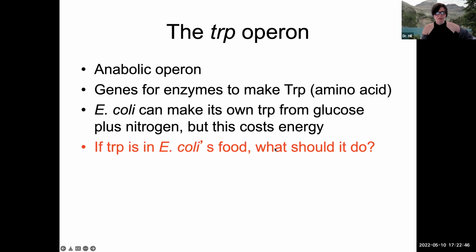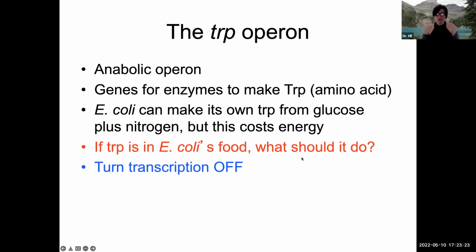Yeah. If there's suddenly a whole bunch of tryptophan in the environment, it doesn't make any sense to continue spending energy making more. Why not use up the environmental stores? And then when you run out, you can go back to making your own. So again, let's think about what the default situation is. The default, what we want is for these enzymes to be made continuously as a default state. But if tryptophan, the environmental cue, is suddenly elevated, we want to turn transcription off.